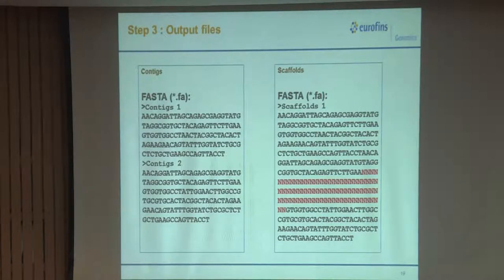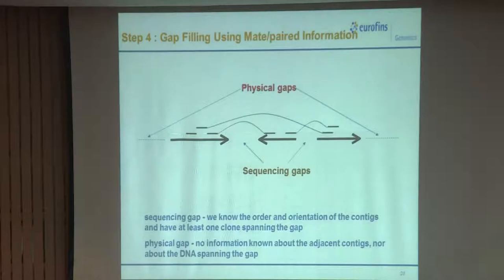This is the basics of assembly, how it has been done. Now, based on assembly, after what we do is that we have ends in between, we do a gap filling. How do we do a gap filling? In gap filling, we have two sets of gaps. One is physical gap, which is no information known about the adjacent contigs. We do not know what is there next. So those are physical gaps.